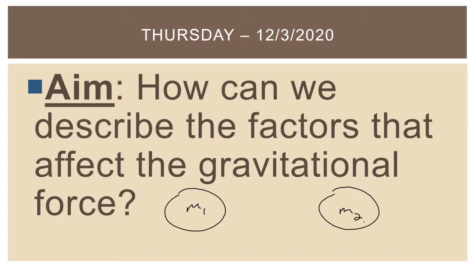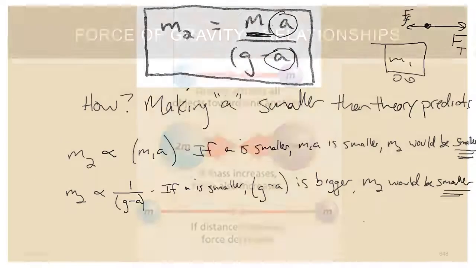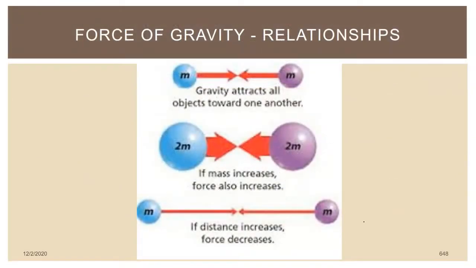But the amount of mass that the objects have, it would make sense, affects the amount of gravitational force that they exert on each other. Also, it makes sense, I think, the distance between the objects is going to have an effect on how much gravitational force they exert on each other. So I'd like you to write this down. Gravity, remember, is a force of attraction between all objects with mass.